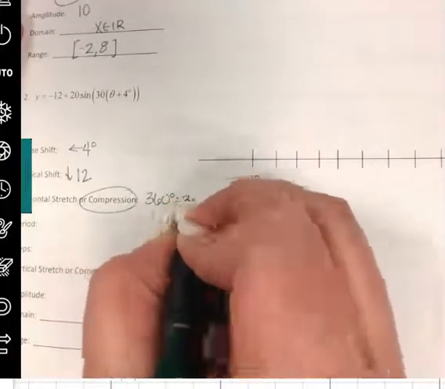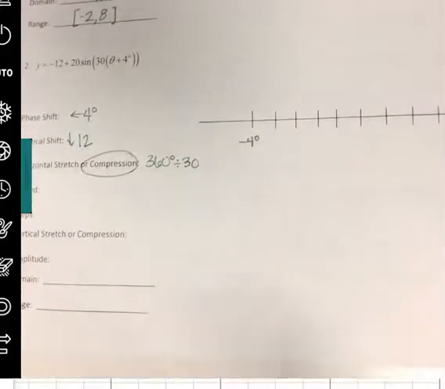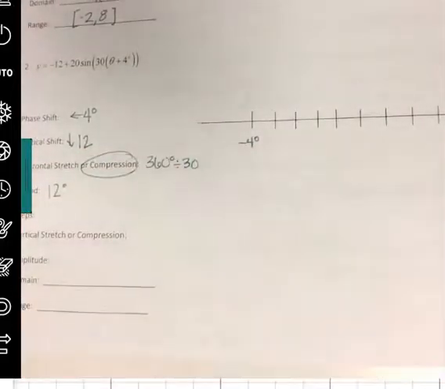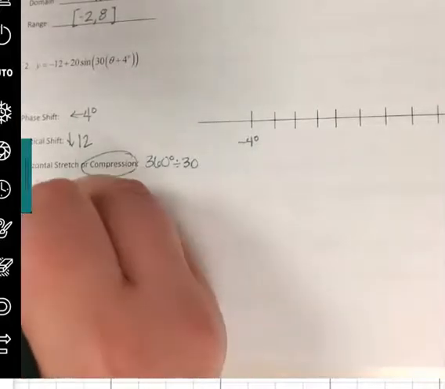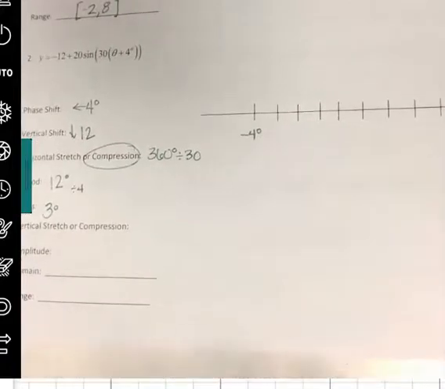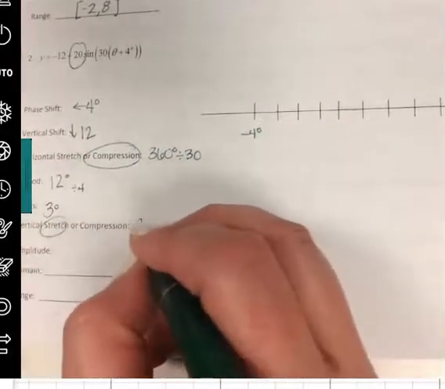Then I'll take 360 degrees and divide it by 30. What is 360 degrees divided by 30? 12, yeah. 360 is the normal length around a circle. Then divide that into 4 steps, so we want steps of 3 degrees. Then our stretch or compression, what is it? In the front, it's a stretch of 20.